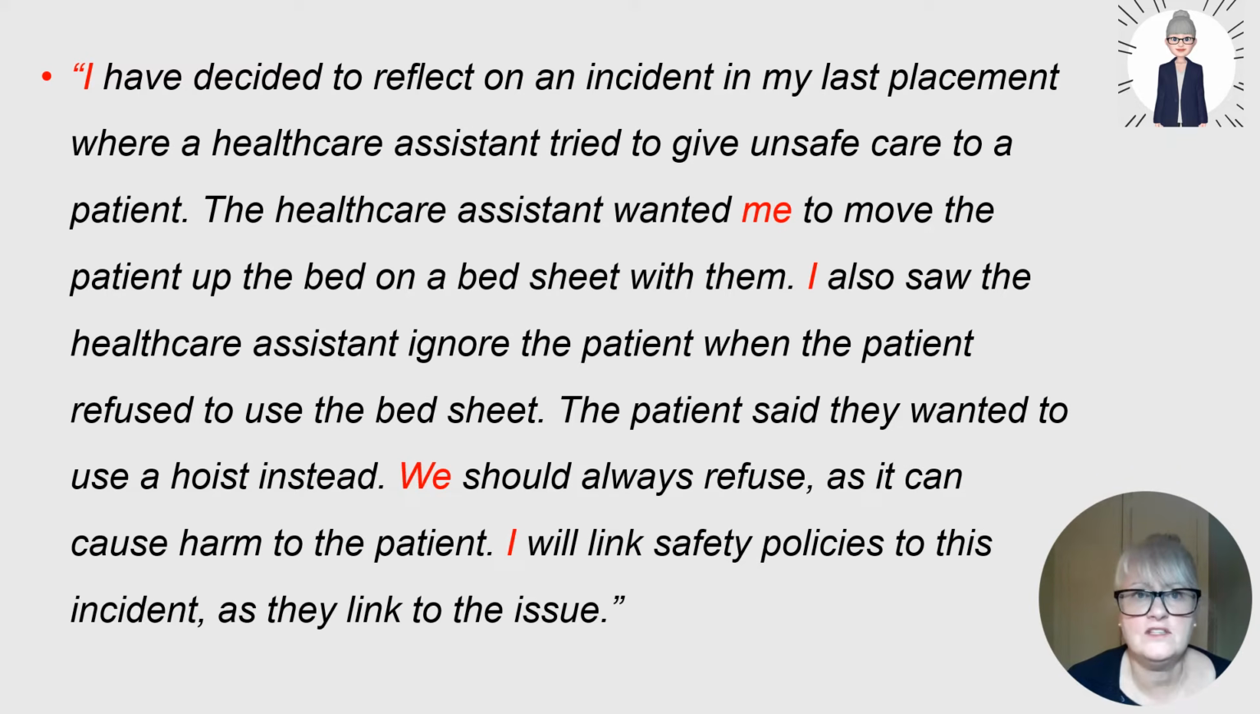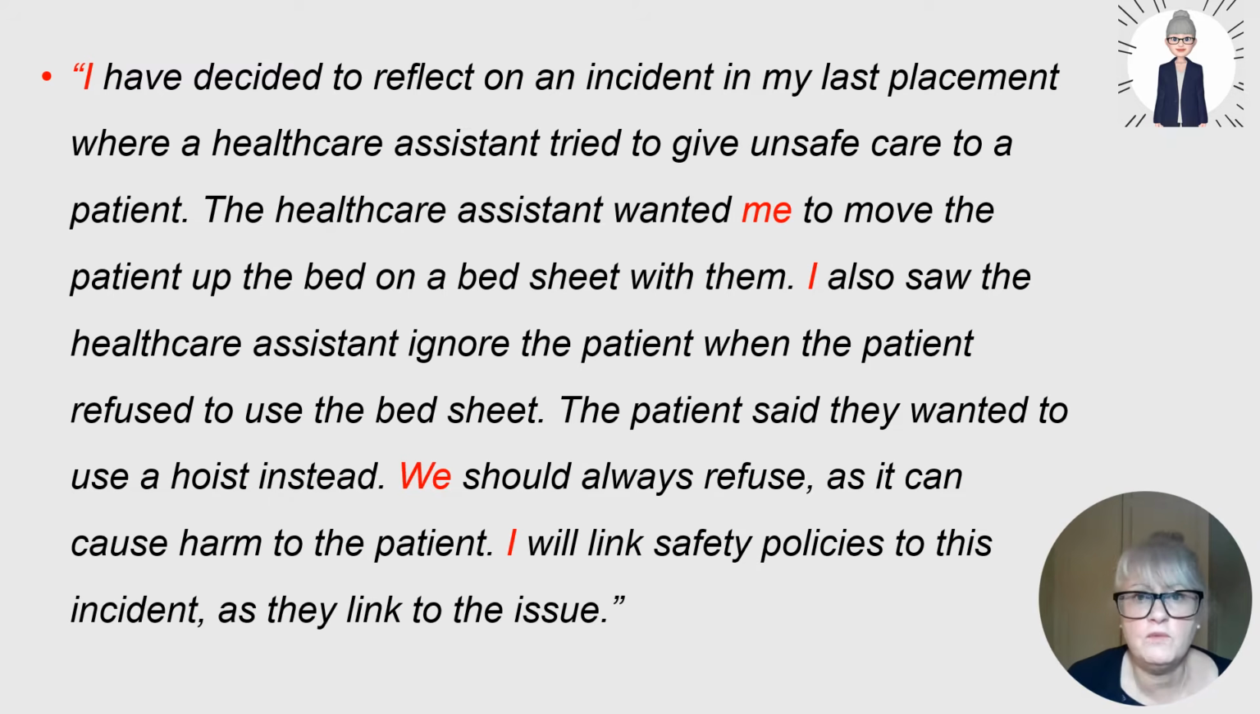The healthcare assistant wanted me to move the patient up the bed on a bed sheet with them. I also saw the healthcare assistant ignore the patient when the patient refused to use the bed sheet. The patient said they wanted to use a hoist instead. We should always refuse as it can cause harm to the patient. I will link safety policies to this incident as they link to the issue. So this is an okay introduction.